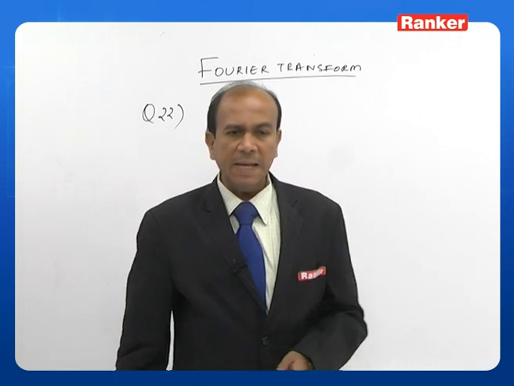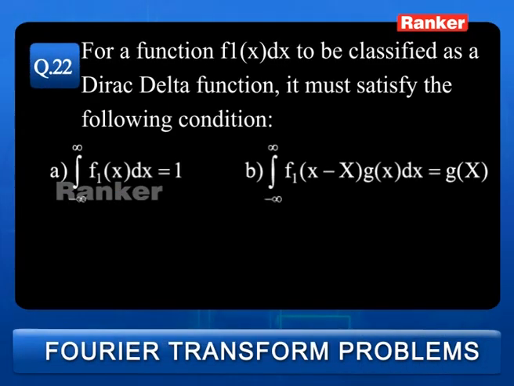Let us look at the next question, question number 22. For a function f1 of x to be classified as a Dirac delta function, it must satisfy the following conditions. What are the conditions? A. Integral from minus infinity to plus infinity of f1 of x dx is equal to 1. B. Integral from minus infinity to plus infinity of f1 of (x minus capital X) g of x dx is equal to g of capital X. C. Both A and B. D. None of the above.